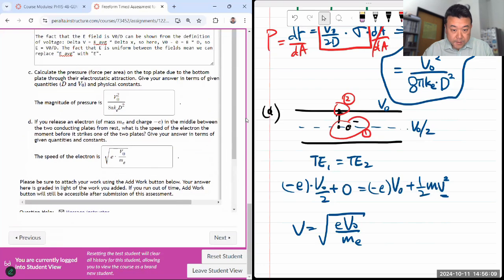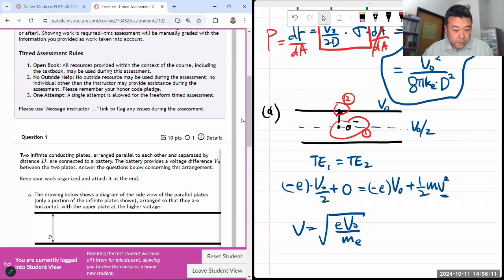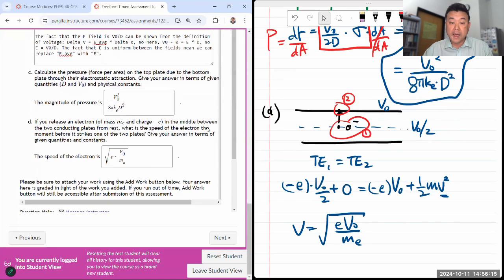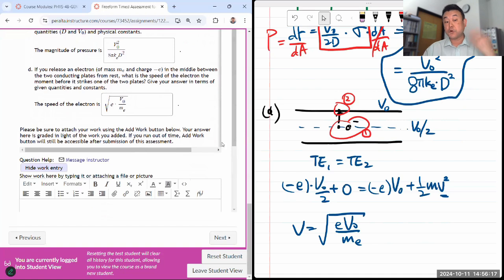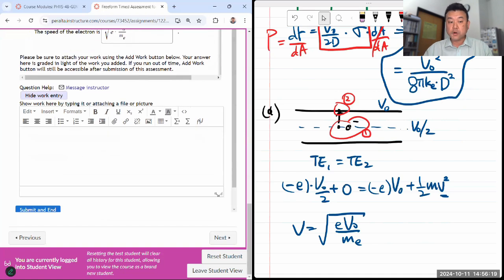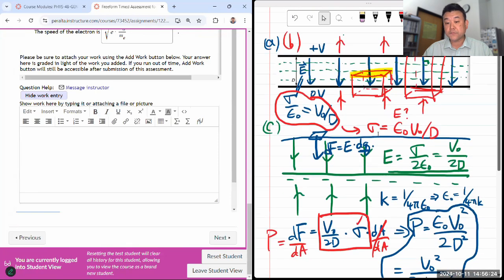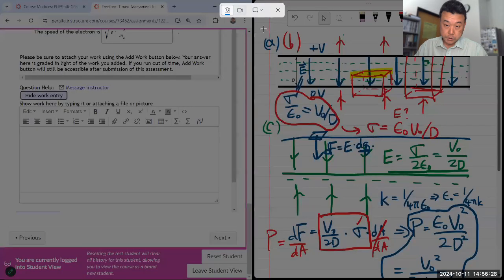So I think I have 2 minutes. That might be enough time to add work. So yeah, let me add work. Now for adding work, this is what I recommend for you: take some time to organize your work, or possibly even review it to see if you made any mistakes. That is what I would recommend for you.